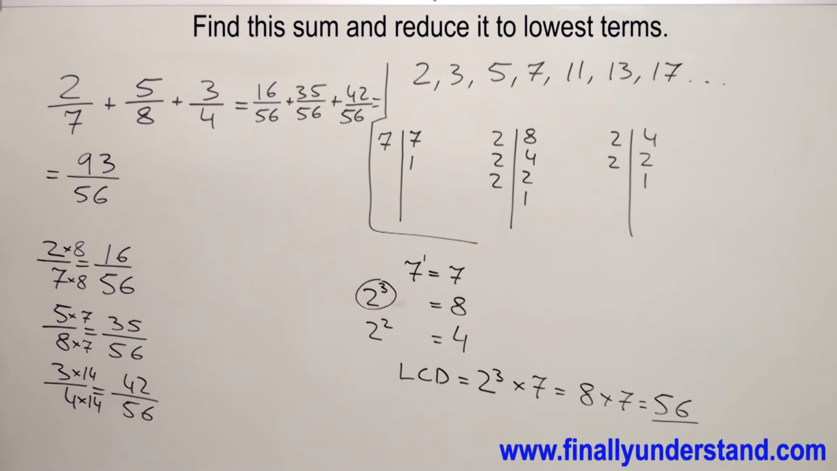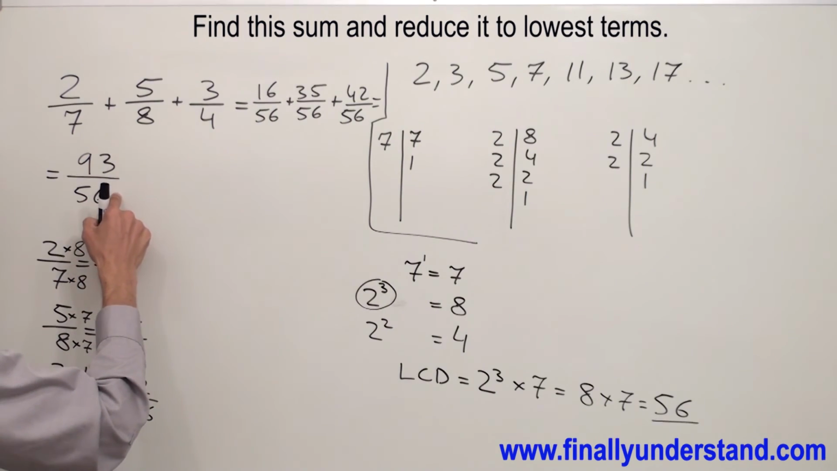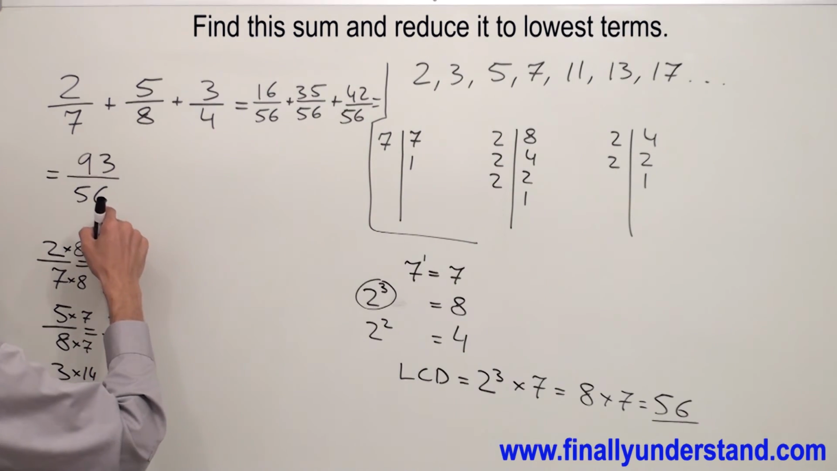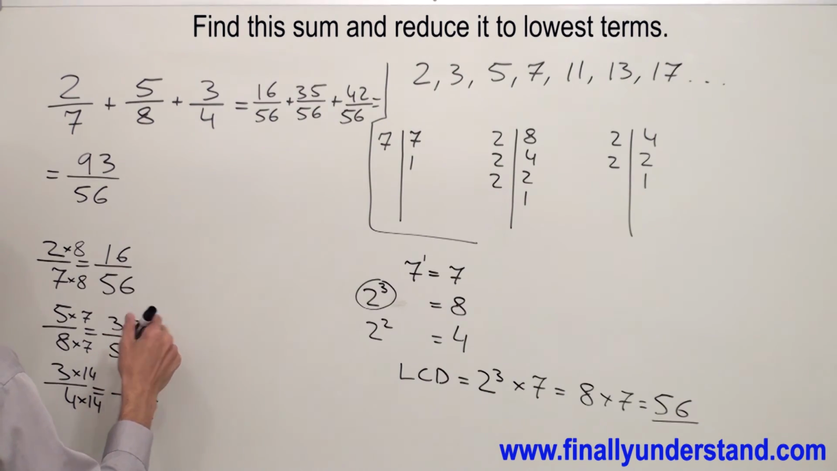Now, this is an example of an improper fraction. Okay? Improper fraction. What are we supposed to do with an improper fraction? We have to convert this to a mixed number. Simply we have to divide 56 into 93.